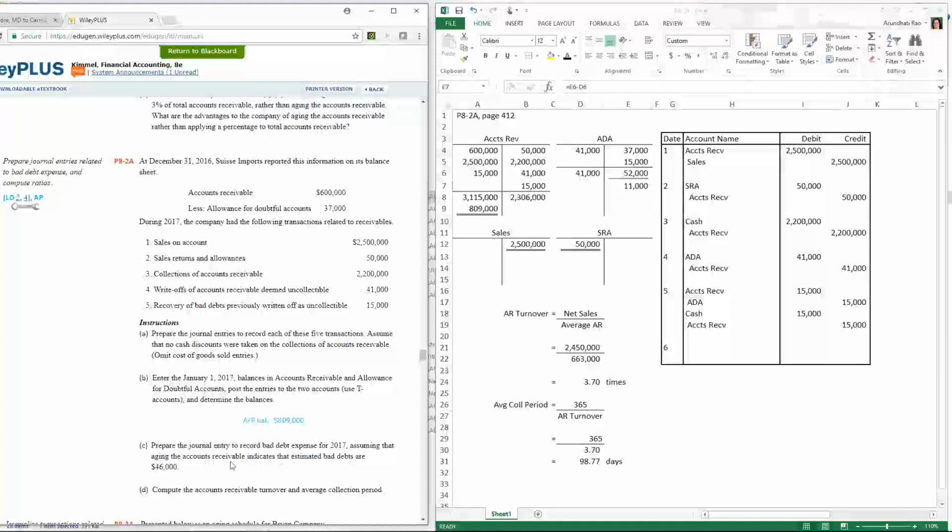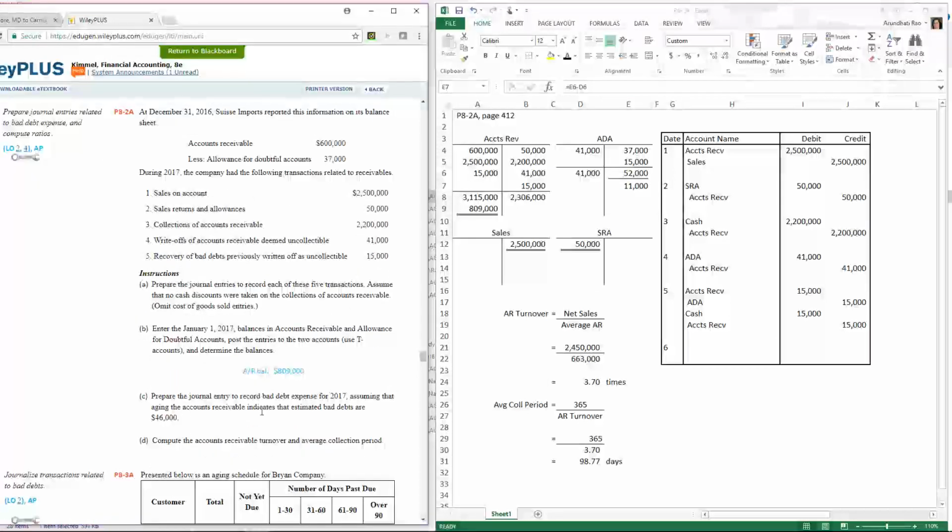Then they tell me, in part C, to prepare a journal entry to record bad debt expense for 2017, assuming that the aging of receivables indicates estimated bad debts will be $46,000. So what they're telling me is that we think at the end of the year, $46,000 of our receivables are not going to be collected. How much do I have in that account already? $11,000. So how much do I need to plug in to arrive at $46,000? I need to plug in $35,000.